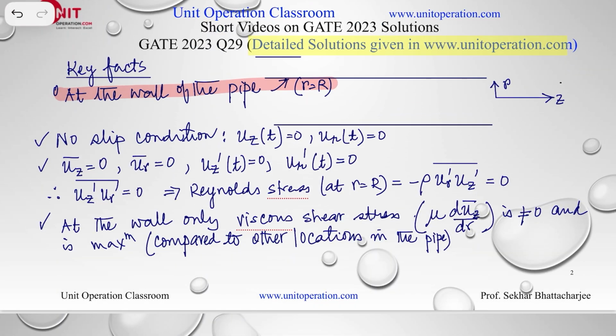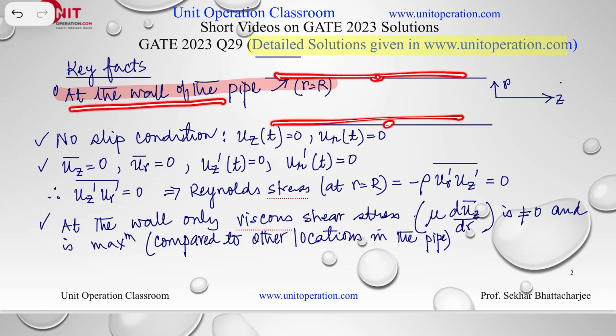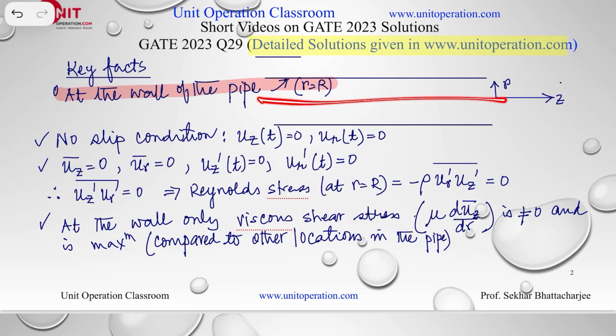Okay, so what are the key facts? Just take away: at the wall of the pipe right here, that means r is equal to R, the no slip condition.